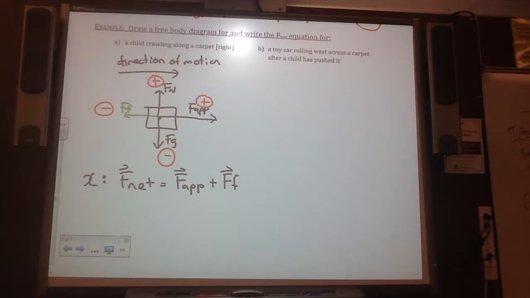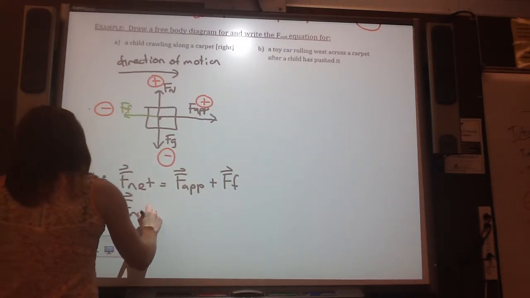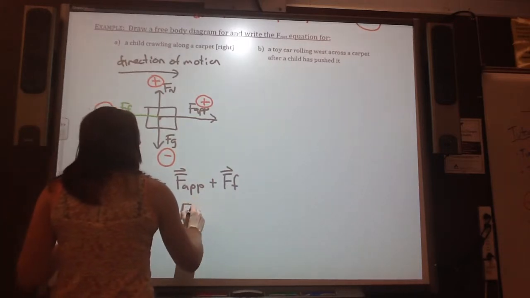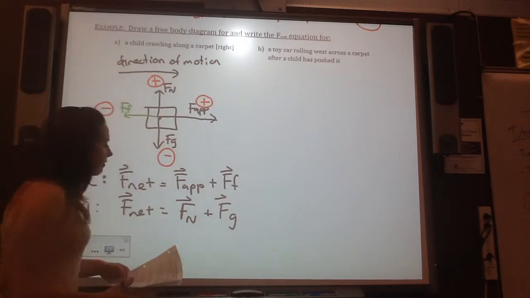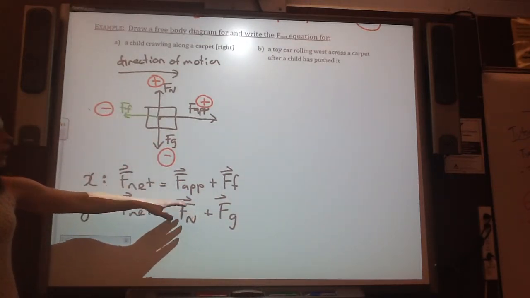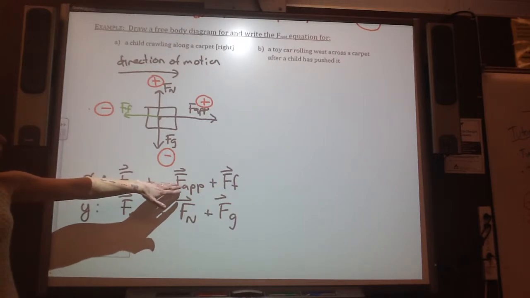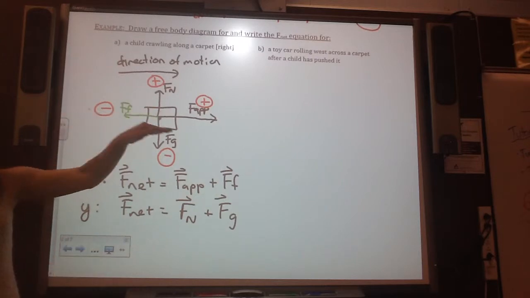Okay? My y is Fnet is equal to Fn plus Fg. If these are the same, what will it end up being? 0. If F is bigger than Ff, then it will end up being a positive number, right? Because we know they need to go forward.